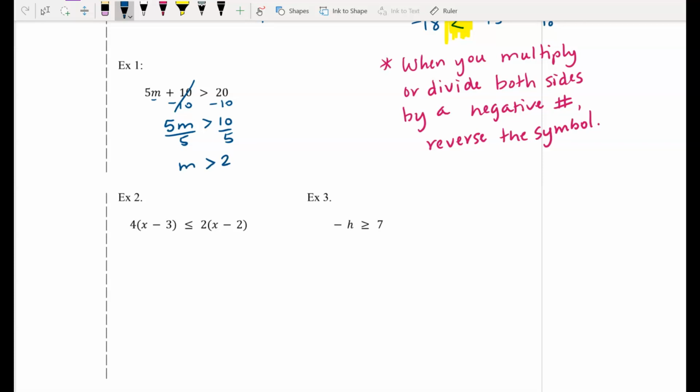Now when I divided by that positive number, I kept the symbol the way it was originally. I didn't change it. Now I want to be able to graph m is greater than 2. So on a number line, I'm going to put 2, and there's not an equal to on this inequality. So to show that I don't want equal to 2, I'm going to put an open circle here. If I do not have an equal sign on my inequality, I want an open circle. If the variable is on the left, then I want to shade all the numbers greater than 2. And the numbers greater than 2 are to the right of 2.